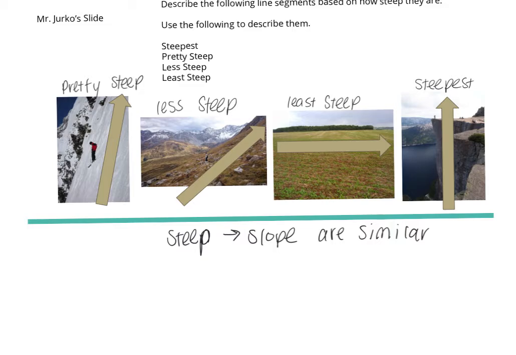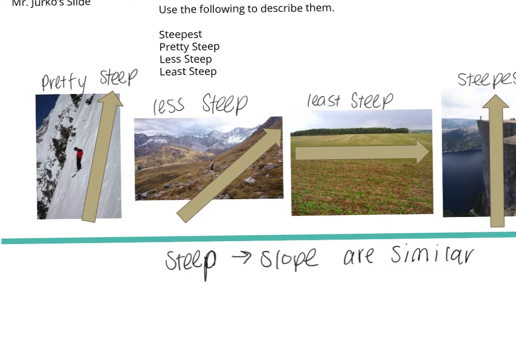Okay? So something that's less steep, like the second image, right? Its slope would not be very large, okay? But something that's pretty steep, like the snowy mountain, that one would definitely have a very large slope. All right, any questions on the warm-up? Okay, let's go right into it.